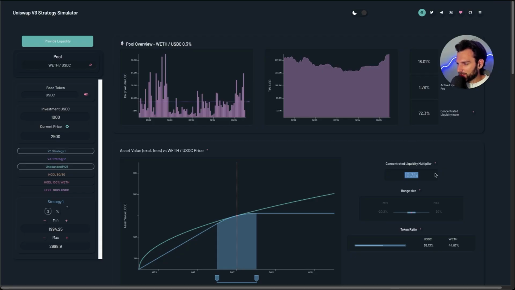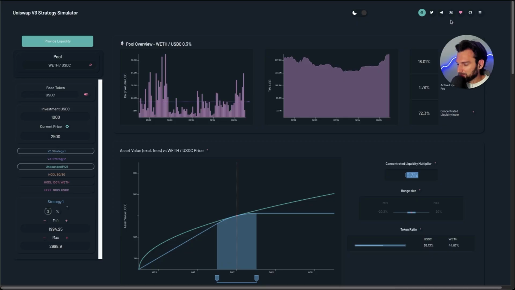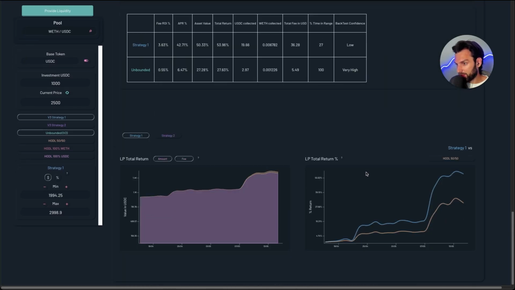So do you see the concentrated liquidity multiplier here? This means that our liquidity pool with our range is 10.31 times more efficient than the full range, right? So this is 0.0 to infinity. Ours is 10.31 times more efficient. Okay, so what we can do now is basically look at, in the past, what is the APR or what is the fees generated by a V2 pool, so by a pool from 0 to infinity on Ethereum USDC in the past. So we can check that and we go all the way to the bottom.